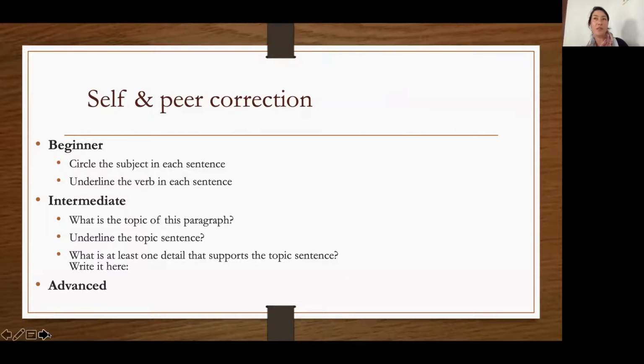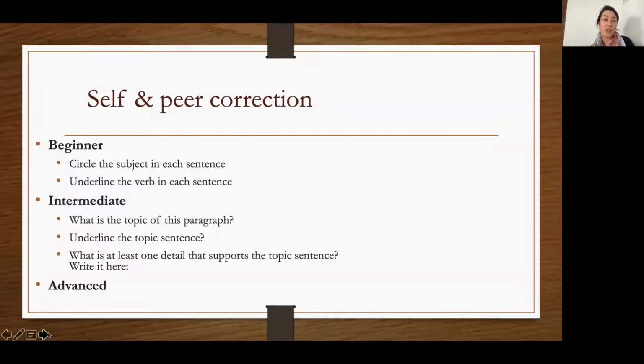So I would have a lot of students just writing "I happy" instead of "I am happy." So making sure there's a subject and verb in every sentence. This is something beginners could do, and it helped build awareness. So they had to look at every sentence and make sure there was a circle and a line.